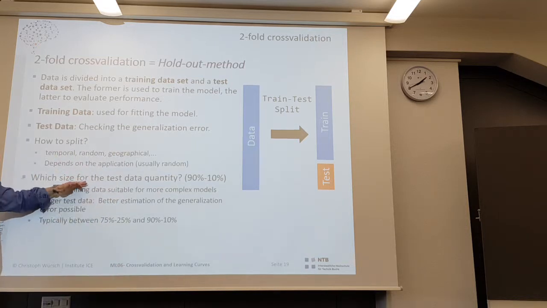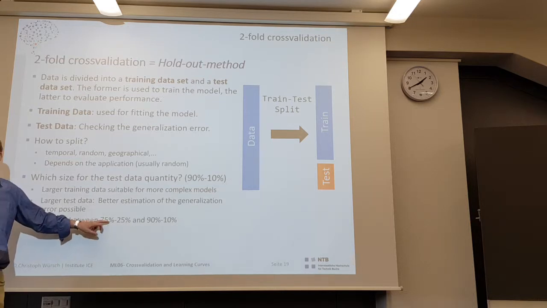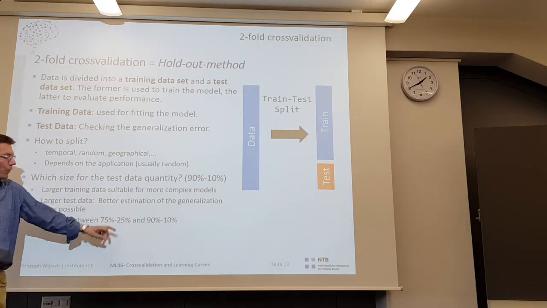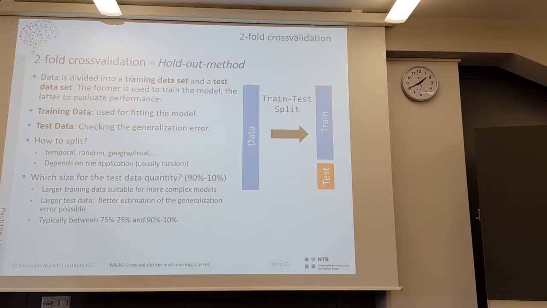What are normally good sizes? I would say 80, 20% for training. 80, 90% for training, the rest for test. So typically it's like three quarters to one quarter. This is normally how to check.